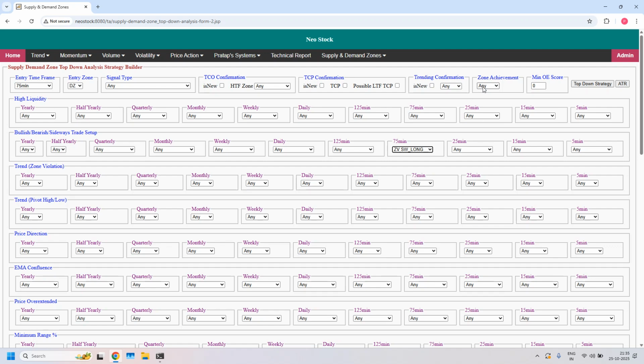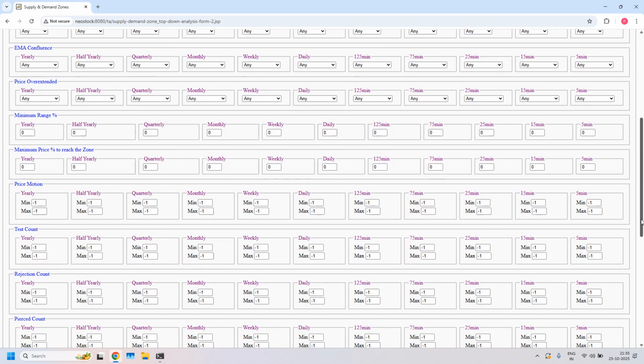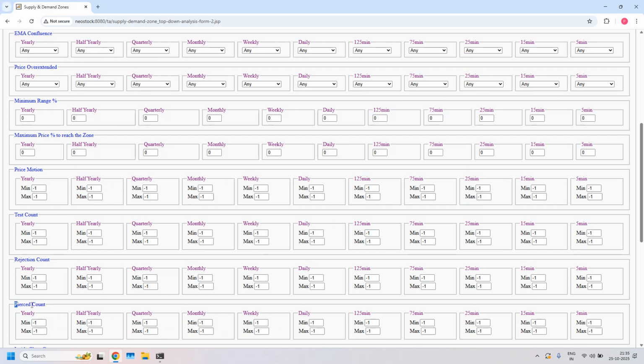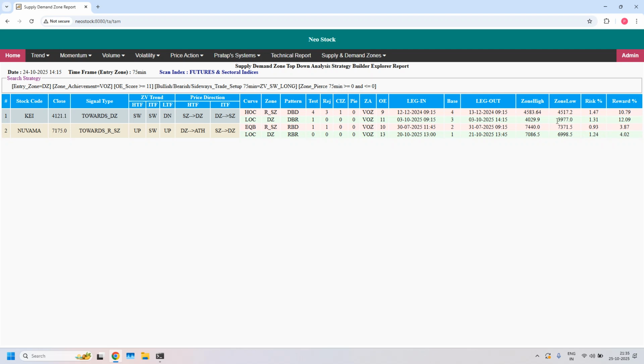Sideways long, zone achievement VOZ, minimum order enhancer score 11 for sideways. The 75 minutes demand zone should not be pierced. So pierced count, 75 minutes time frame, minimum value 0, maximum value 0. That means the zone is not pierced.